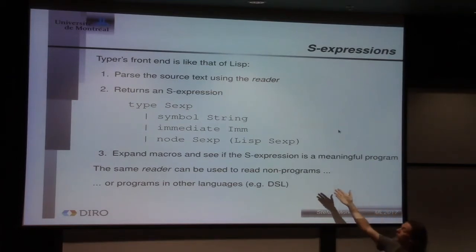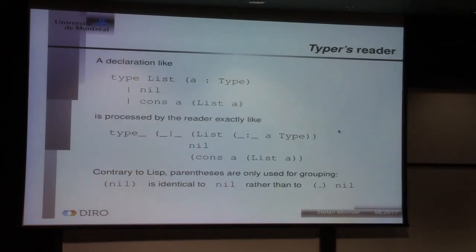So the main point is that it's a tree that doesn't have any semantic associated with it, because it doesn't know what the core constructs of the language are at that point. So once I have this tree, I actually try to process it and see if it is a meaningful program. And along the way, of course, I will expand the macros. So just like in Lisp, one of the benefits is that you can use the reader to parse other things than actual Typer programs.